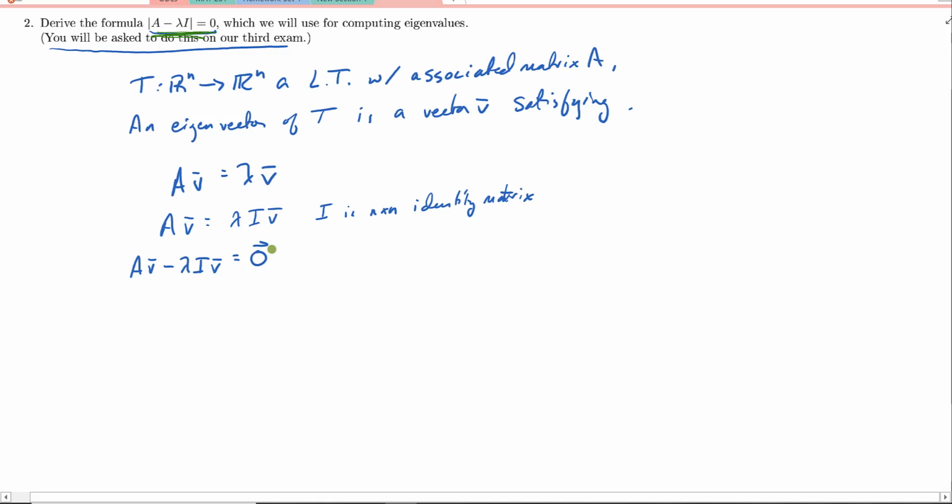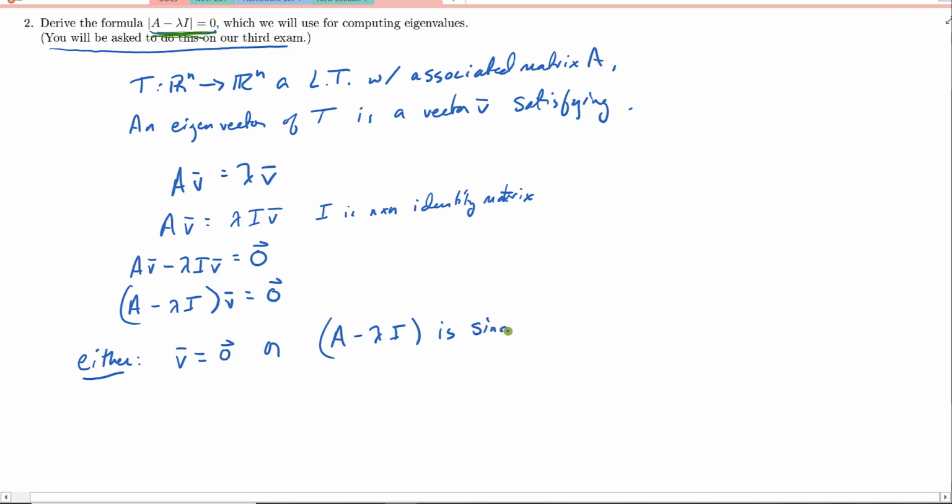So by the distributive property of matrix multiplication, I could go ahead and factor out that eigenvector V there, giving me this expression here. Okay? So now either vector V is identically equal to the 0 vector, which in that case it's technically not an eigenvector, and we're not going to consider that, or this matrix right here is singular. What do we mean by that?